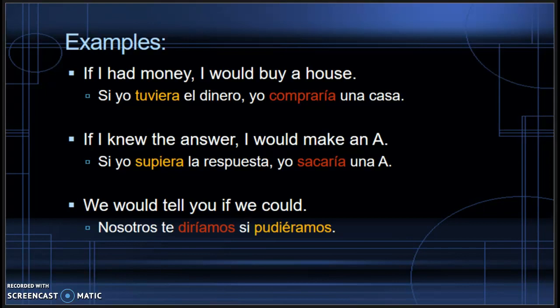Now I flipped this next one. We would tell you the truth. We would tell you if we could. So the if part still has to be the imperfect subjunctive, and the would statement is the conditional. So here I just flip them. Nosotros te diríamos si pudiéramos.